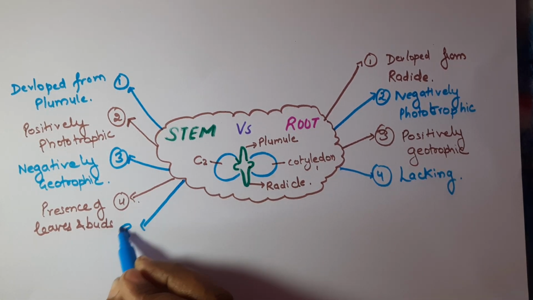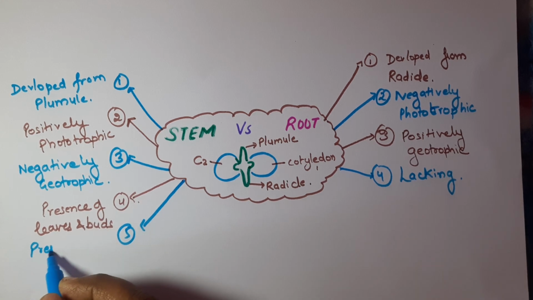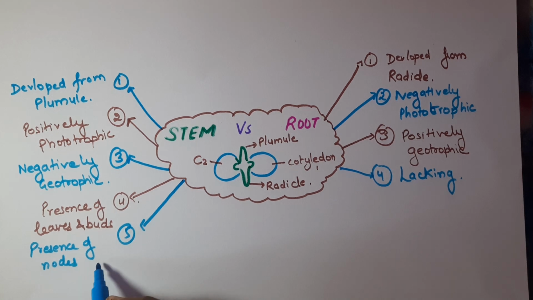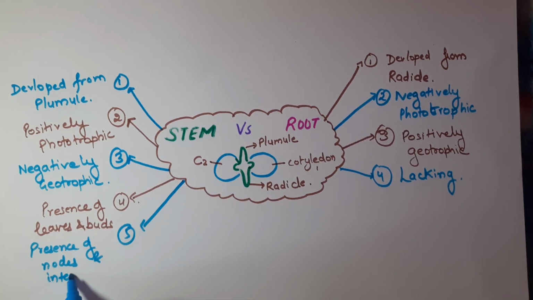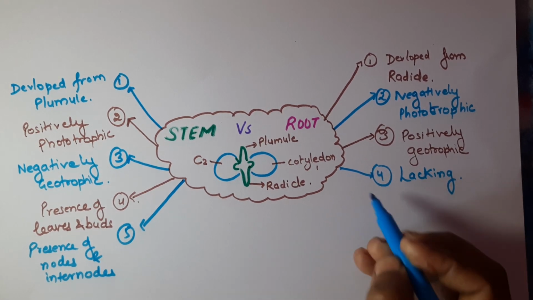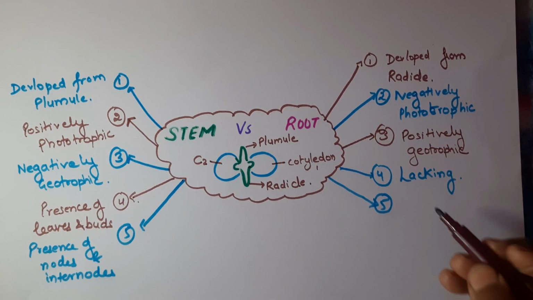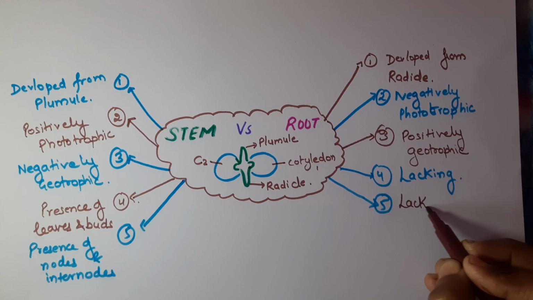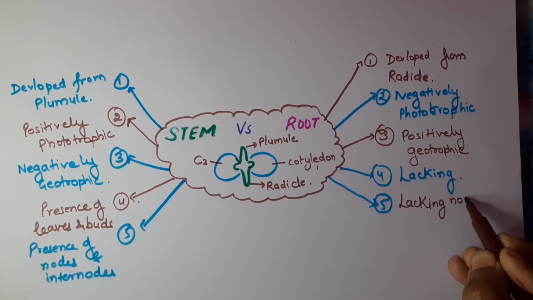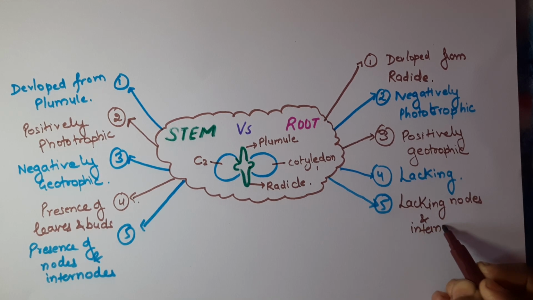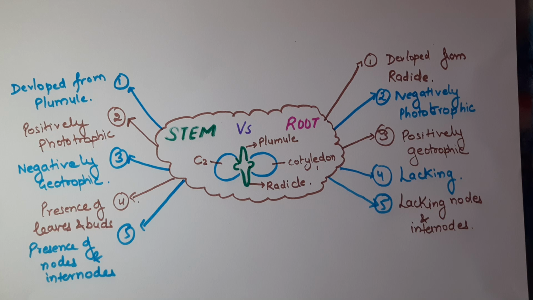The fifth difference is about the presence of nodes and internodes. The stem will display the nodes and internodes. However, they are lacking in case of roots. These differences, you can just simply pluck a small plant also, and you can see yourself, so that it will be more clear to you.